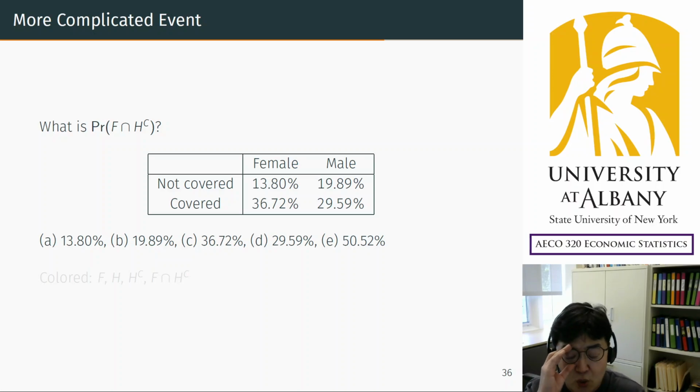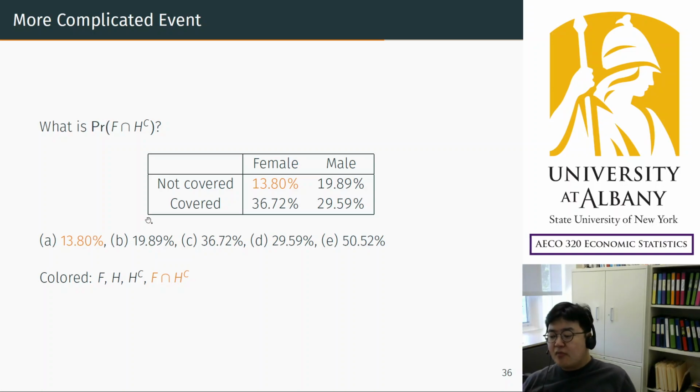Okay, so the answer is first. Let's study each of the events. F is here. We know female includes these two types, and H includes these two types. But what we are interested in is H complement. So flip the color. So H complement is these two types. And then we take the cap, the intersection. That means the intersection between F and H complement, which is only this type. The answer is A, right?